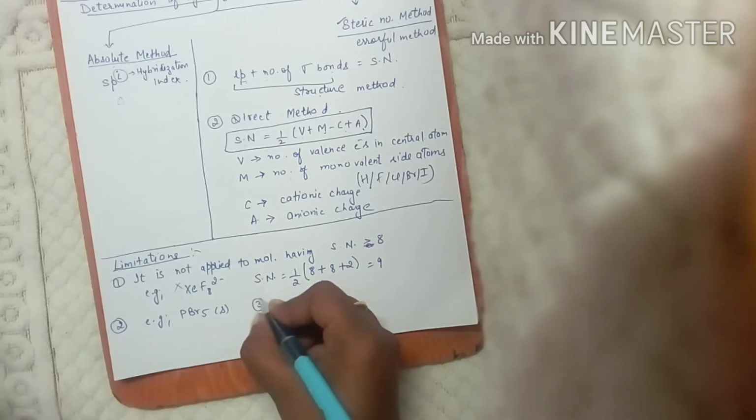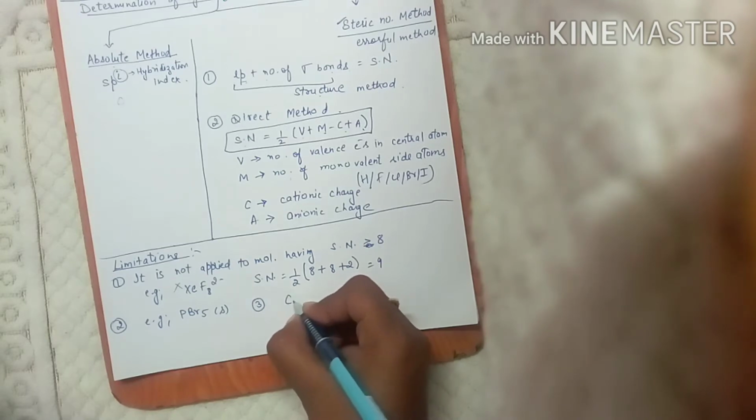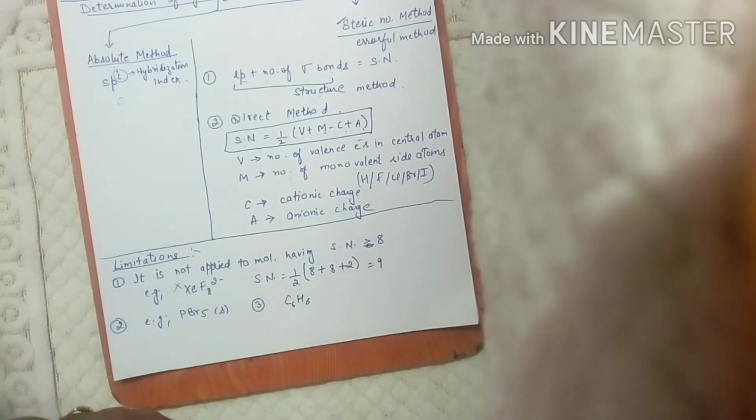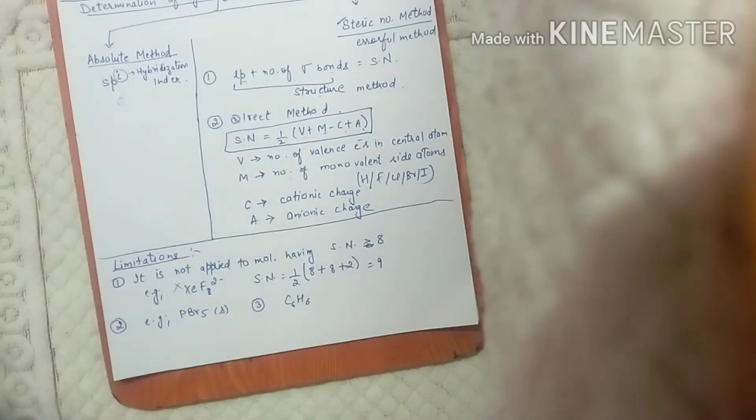The third limitation is that it is not applied when there are more than one central atoms. For example, C6H6, because here we cannot calculate the number of valence electrons in the central atom. In the first step we are not able to calculate.